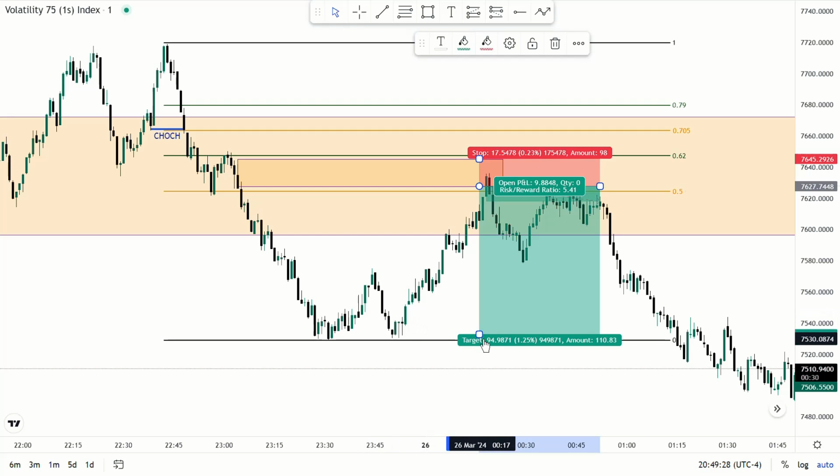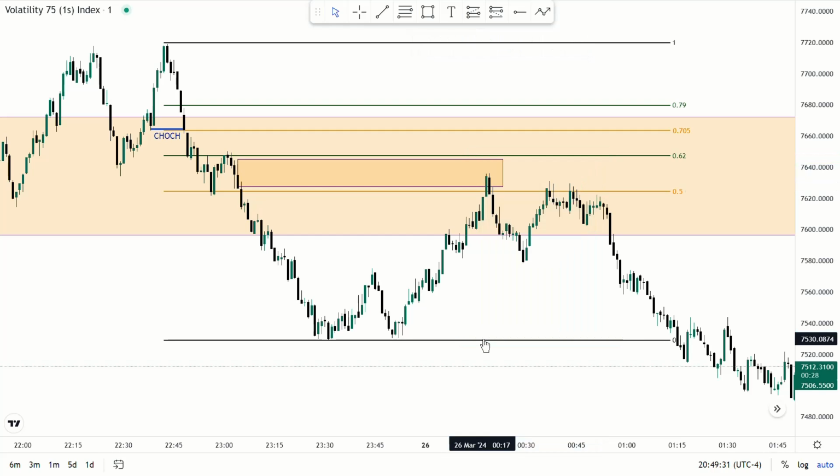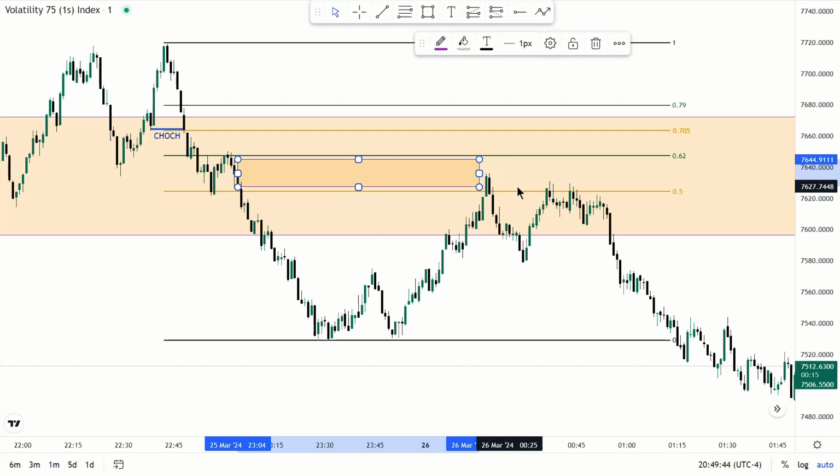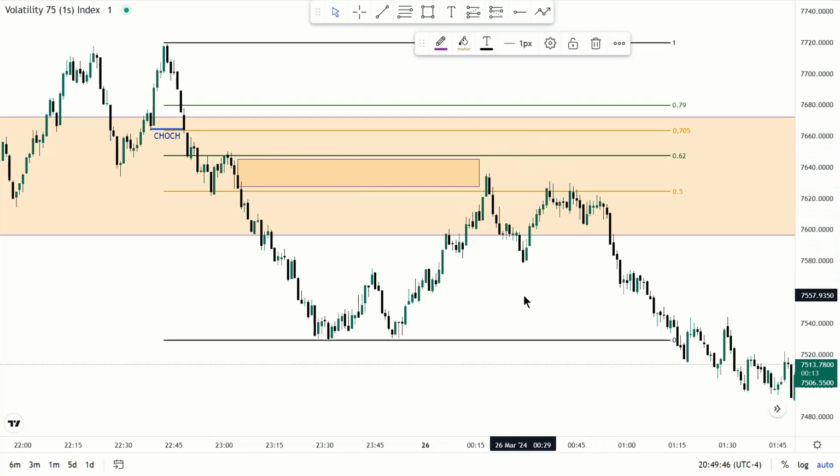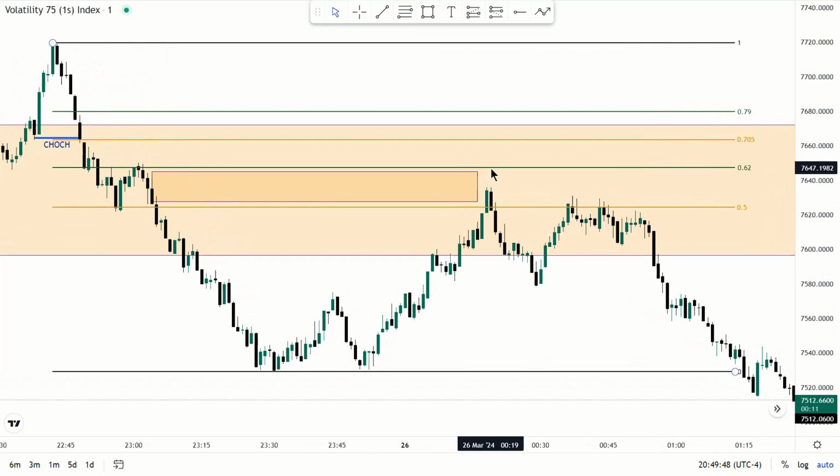But here we are not talking about take profits or whatever. I'm just showing you some of the setups that you can get just within this small time frame. So here you could have taken a trade, and then after this there's that single candle order block. I like single candle order blocks.